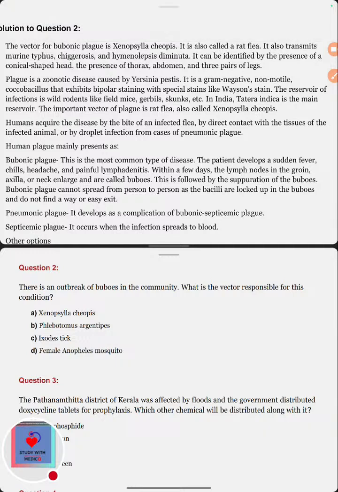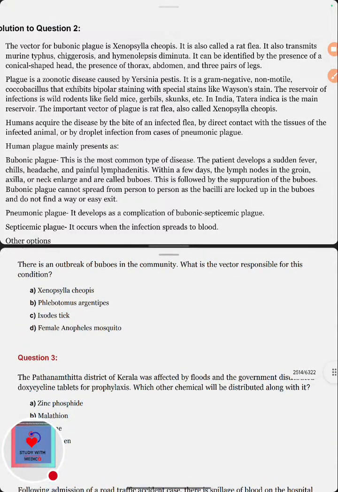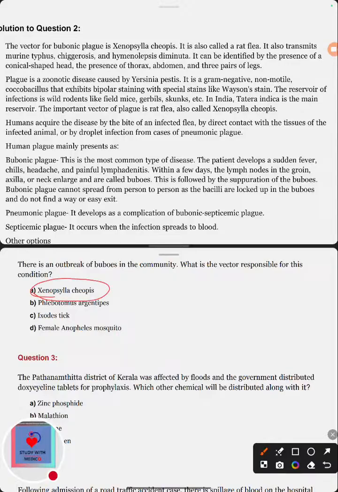Okay, fine. So there is an outbreak of buboes. Buboes is a plague, okay? So the species responsible for spreading is Xenopsylla cheopis. It is also called a rat flea. The common name we know is rat flea, but in the exam they are asking the scientific name. I have to remember its scientific name, Xenopsylla cheopis.